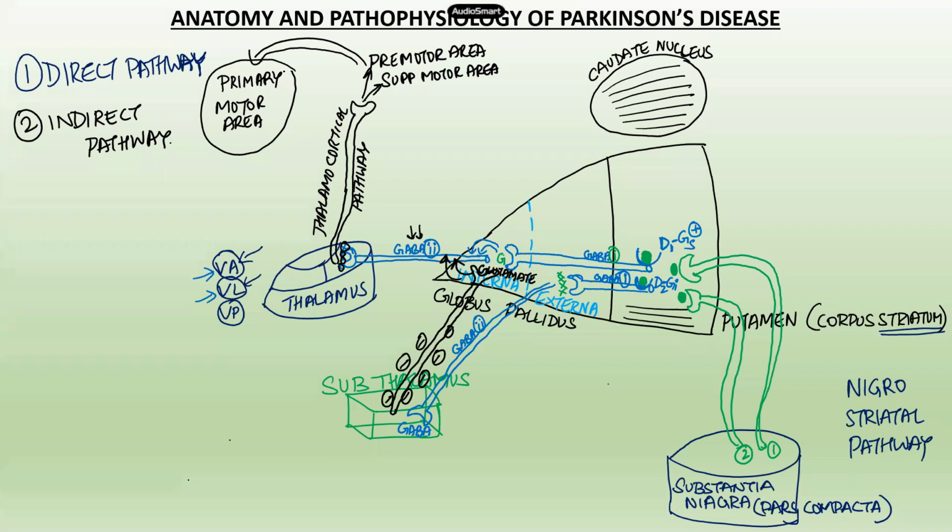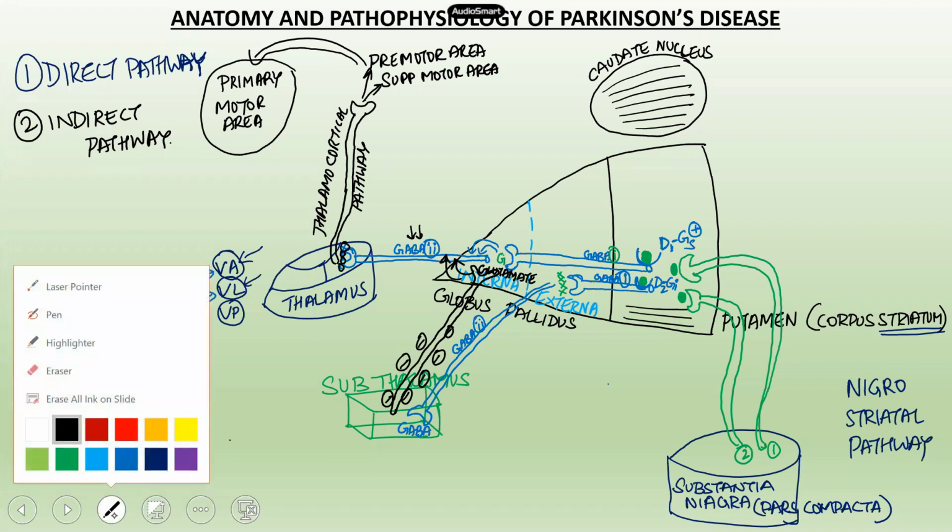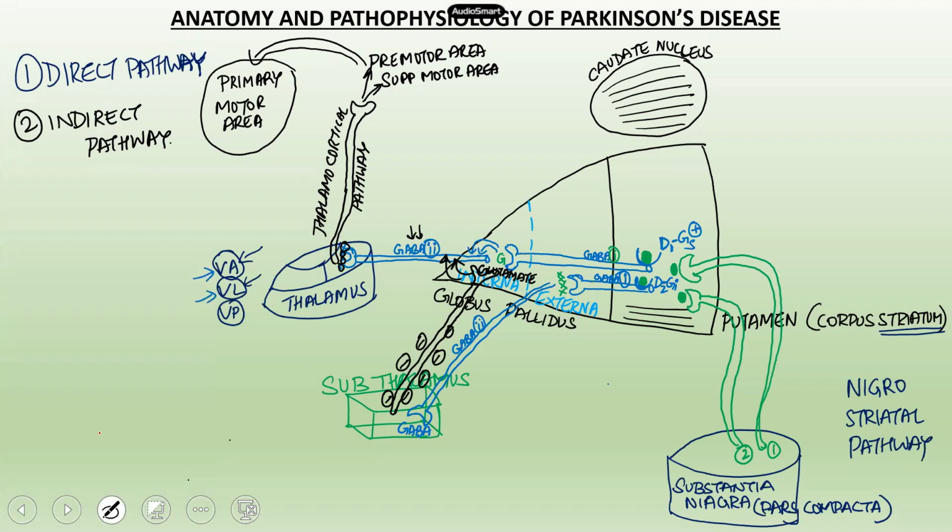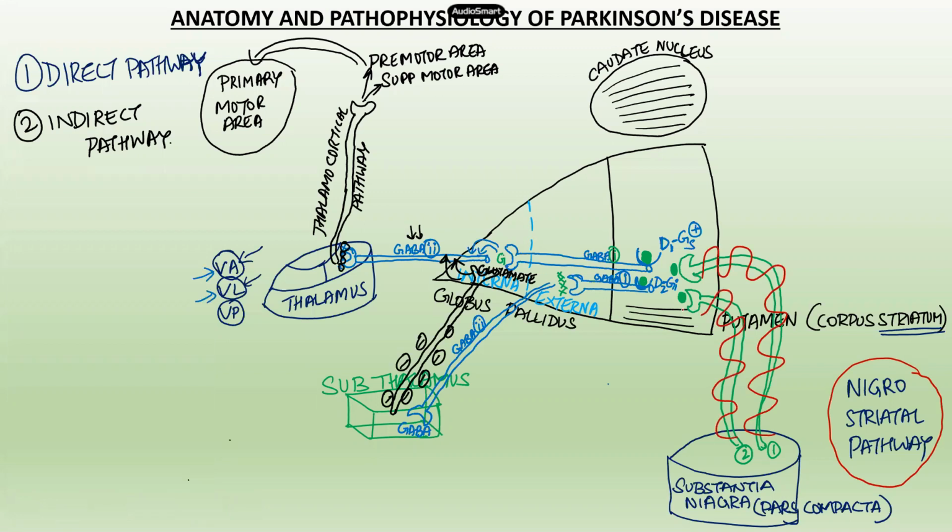Now, what exactly happens in Parkinson's disease? Parkinson's disease basically is a neurodegenerative disorder. What do you mean by that? It means that the nigrostriatal pathway in Parkinson's disease is getting degenerated. That means these particular neurons that we are talking about are not there. They have got degenerated. So let us see what happens now.